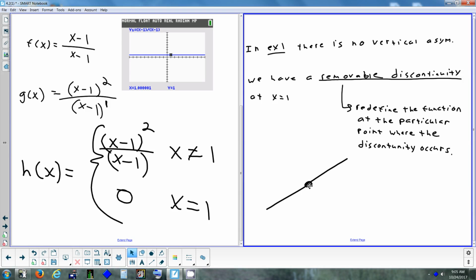Okay, you can't do that with a vertical asymptote, because with a vertical asymptote it's a little more complicated than a hole. The whole graph is messed up. Okay, it's not just a small section that's not connected. It's a huge section that's not connected. Okay, so we can't really fix that.